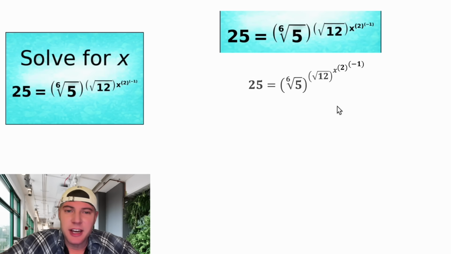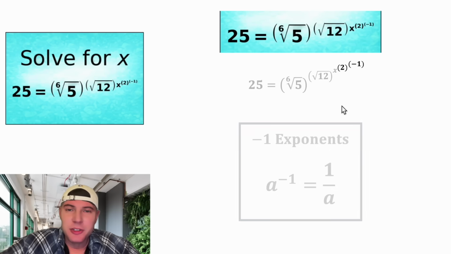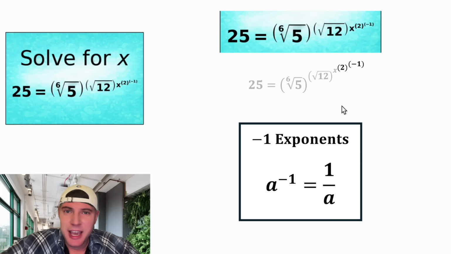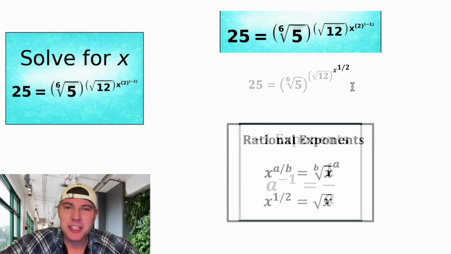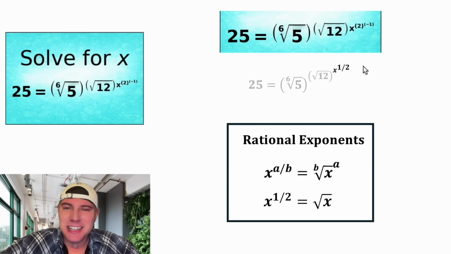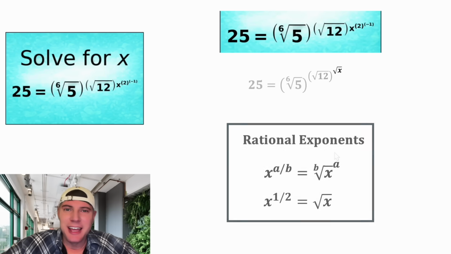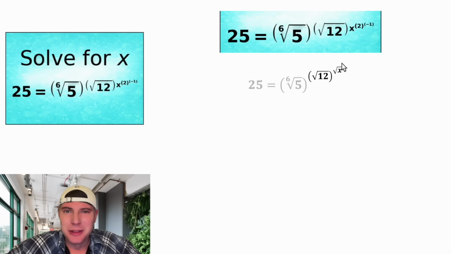So on the right-hand side, we need to evaluate the 2 to the negative 1 before we do anything else. Using these notes for negative exponents, a to the negative 1 is equal to 1 over a. That means 2 to the negative 1 is equal to 1 over 2. Using these notes for rational exponents, the denominator of the rational exponent is the index of the radical. So since this is a 2, x to the 1/2 is the same thing as the square root of x. And then next we would evaluate the square root of 12 to the power square root of x. Since this is our variable, this is unknown, I'm not exactly sure what to do next.